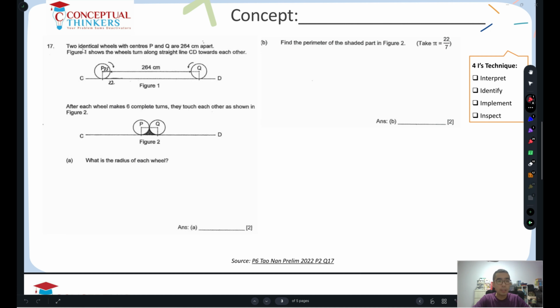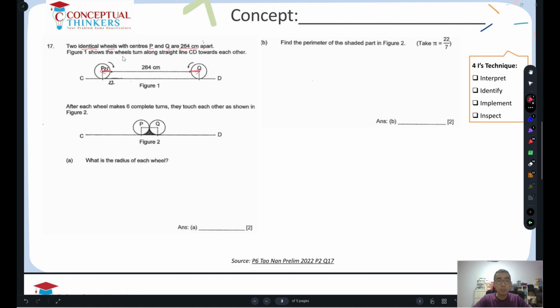So two identical wheels with center P and Q are 264 cm apart. Now if you look at figure 1 here, it seems like the distance is not from P to Q. So please take note that the distance they are mentioning is actually from P to Q, not just from this point to this point. Okay, take note on that. So they did mention that it's from the center of the circle.